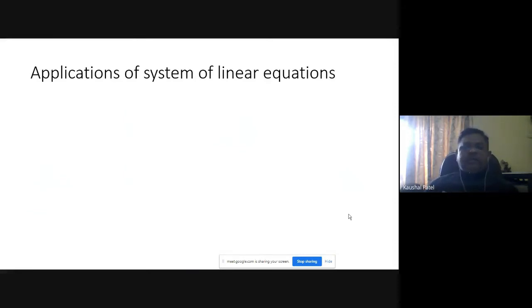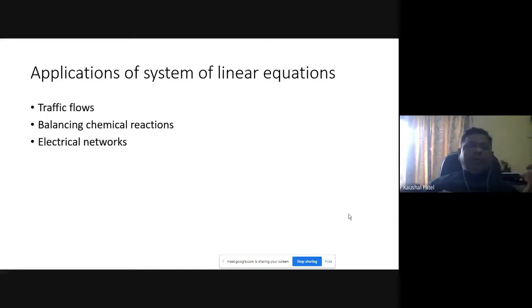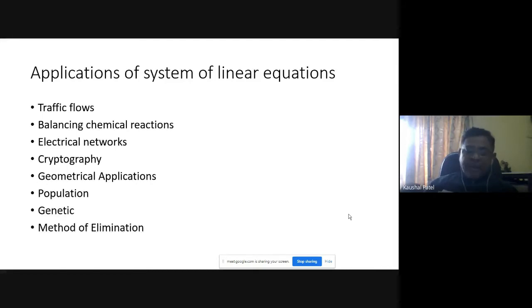Now we can go to the applications of systems of linear equations. Here we have a number of applications related to linear equations: traffic flow, balancing of chemical reactions, electric networks, cryptography, geometrical applications, and population and growth. We can use linear equations for genetic algorithms, for identifying genetic patterns, and for the method of elimination.